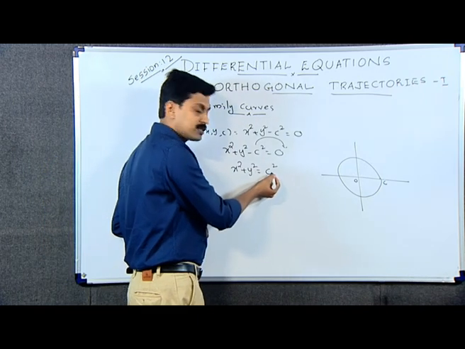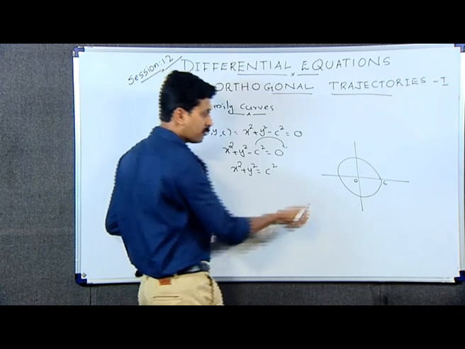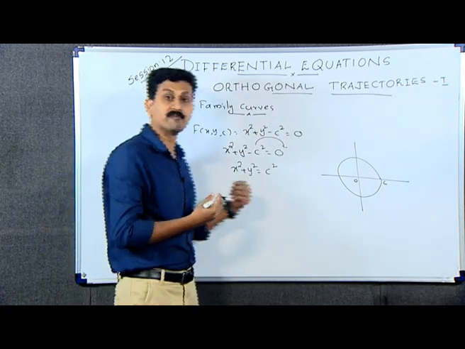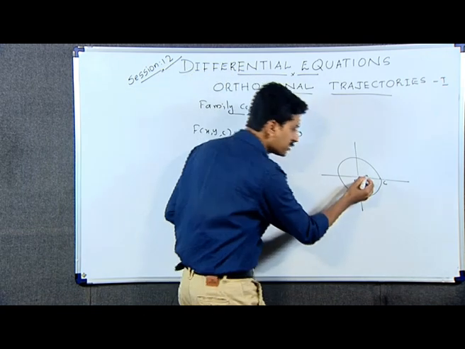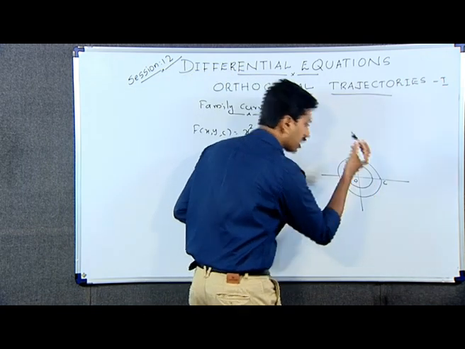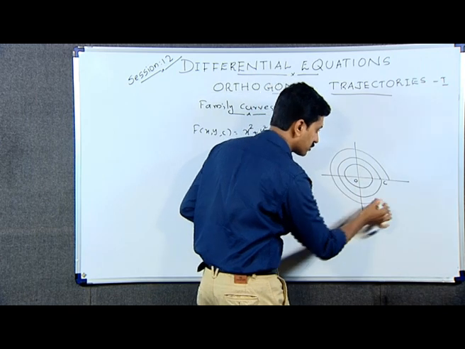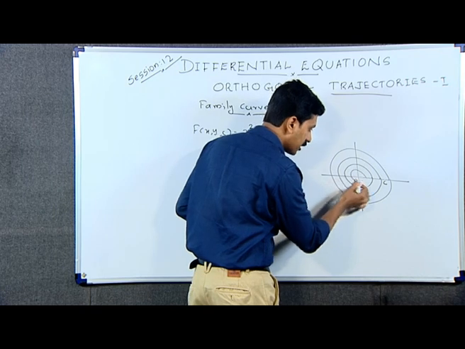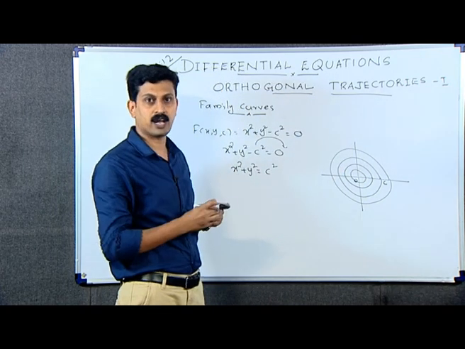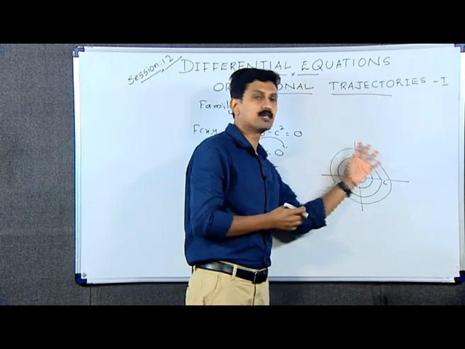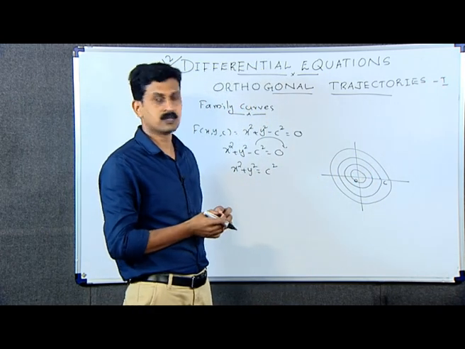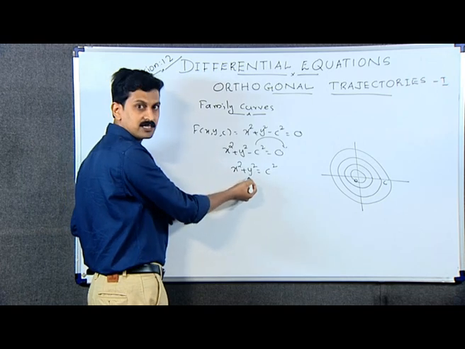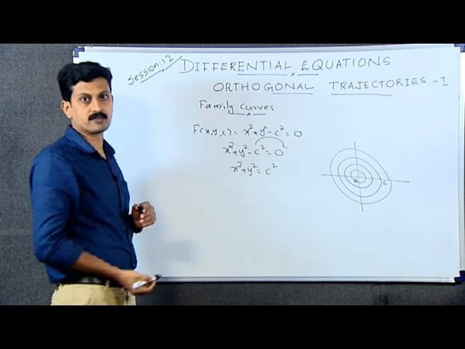We are taking c as a variable, so it can vary and will act like a variable. Which means we will have a collection of circles, and we can say that these are concentric circles. So we can say that this is a family of circles.